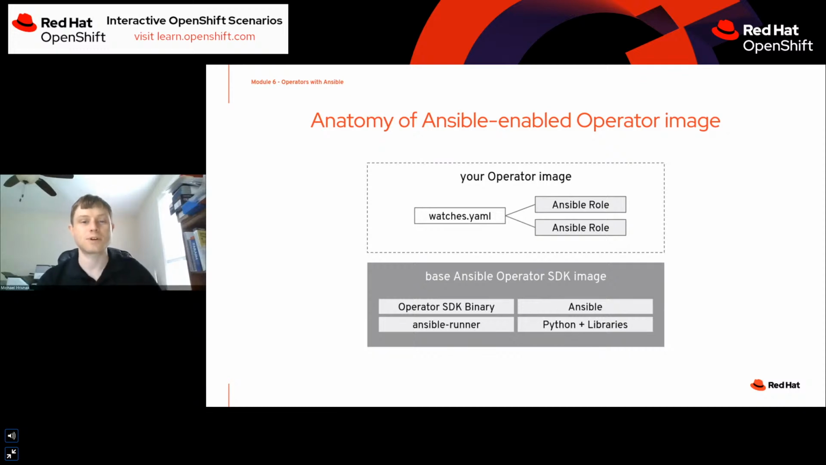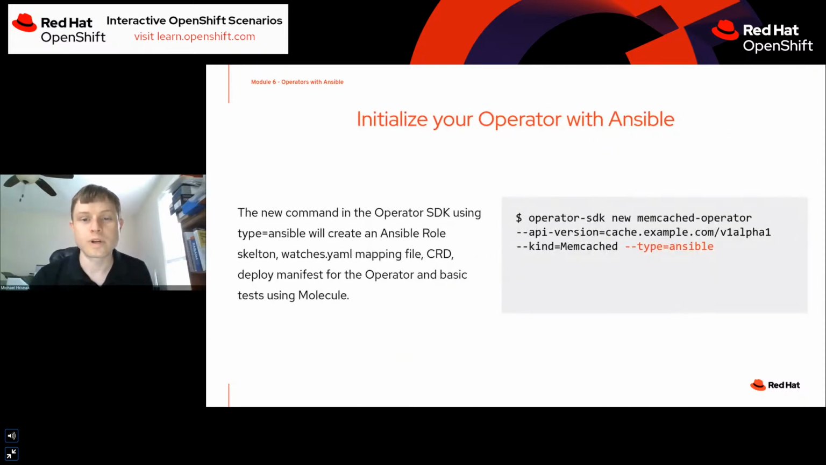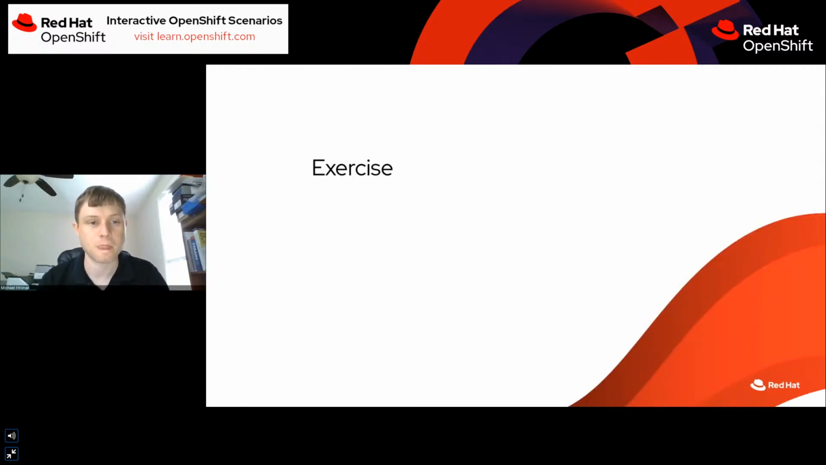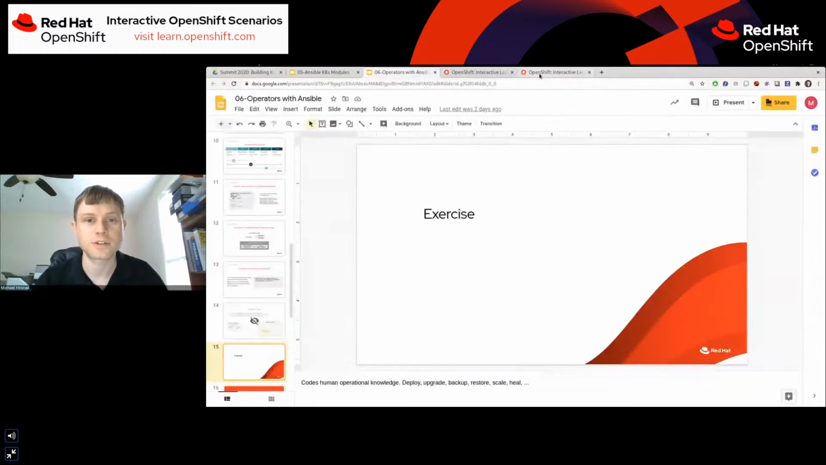Okay, let's keep going. When we're going to initialize our operator, we're going to run this operator-sdk new command and specify --type ansible. We're going to do that in just a minute in our exercise, which is right now. So let's jump back over.